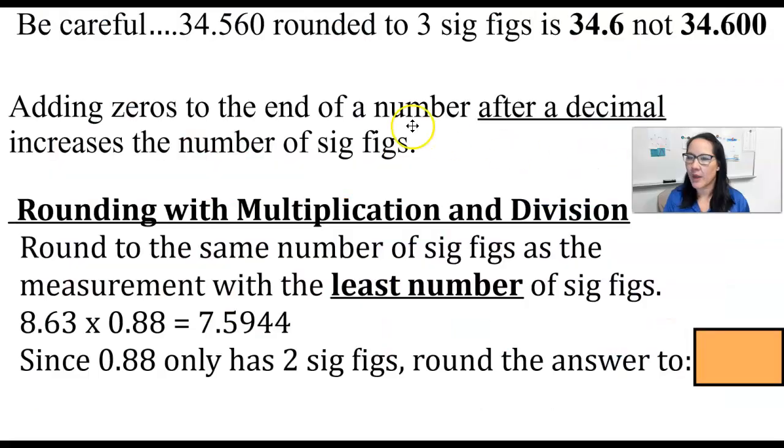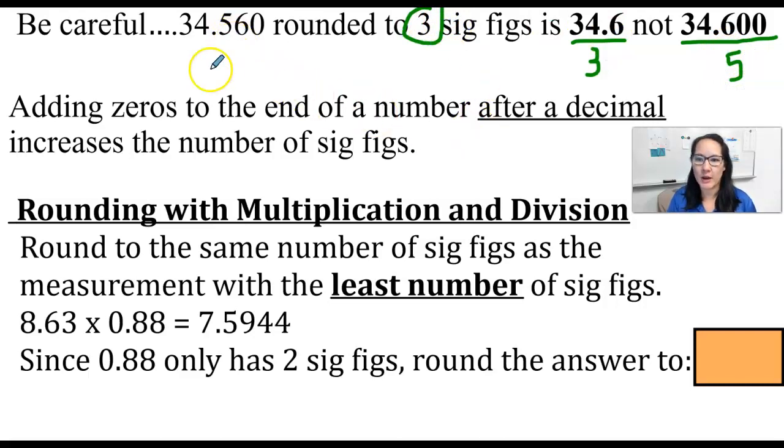Here. Be careful. 34.560 rounded to 3 significant figures is going to be 34.6, not 34.600, because this number has 3 significant figures. But if you kept all these zeros following the decimal, then we'd actually have 5 significant figures, which is too many because we only want to have 3, not 5. So be careful. Anything following the decimal will drop off. It is not a placeholder. Adding zeros to the end of a number after the decimal increases the number of significant figures.